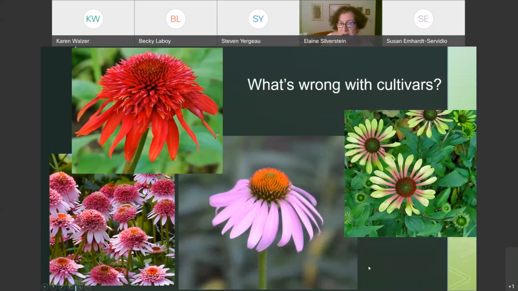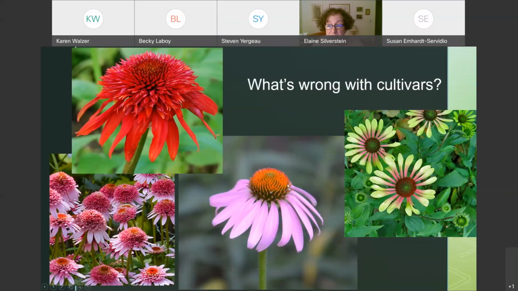Okay, what's wrong with cultivars? I mentioned briefly that cultivars are not a great idea. So this is a native species. It's Echinacea purpurea. Some people actually say it's not native to New Jersey. Most people say it is. Okay, let's call it native for now. It's native enough that we can use it as an example.